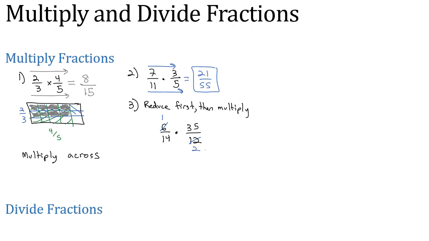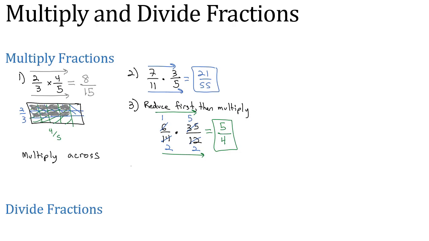14 and 35 diagonally can also be reduced. They're both divisible by 7. 35 divided by 7 is 5, and 14 divided by 7 is 2. And then I can use these reduced numbers to multiply across. 5 times 1 is 5, and 2 times 2 is 4, and I get 5/4. And that was much easier to do than multiply those larger numbers. So whenever possible, we're going to reduce first and then multiply across. We can reduce anything on top with anything on the bottom.